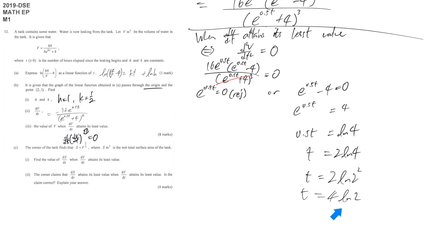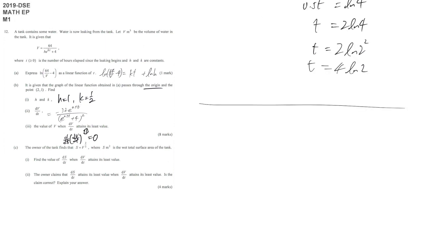So we get the corresponding t to fulfill this condition. When t is equal to this value, then most probably this one attains its least value. However, it's not confirmed. Maybe at this point it obtains the maximum value. In order to distinguish this, that's why we need a table. This timeline is cut by a single point, 4 natural log 2. That means the left hand side is the range where t is between 0 and smaller than 4 natural log 2, and the right hand side is t larger than 4 natural log 2.